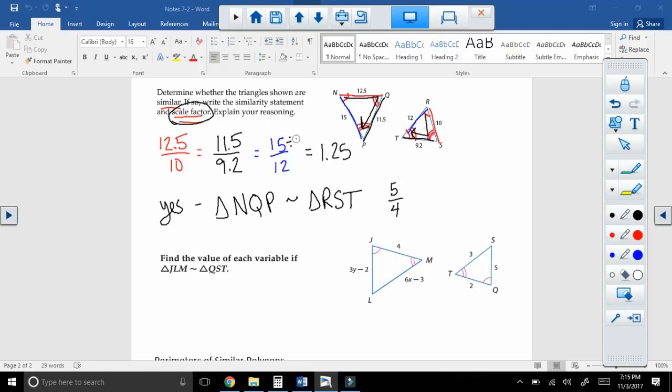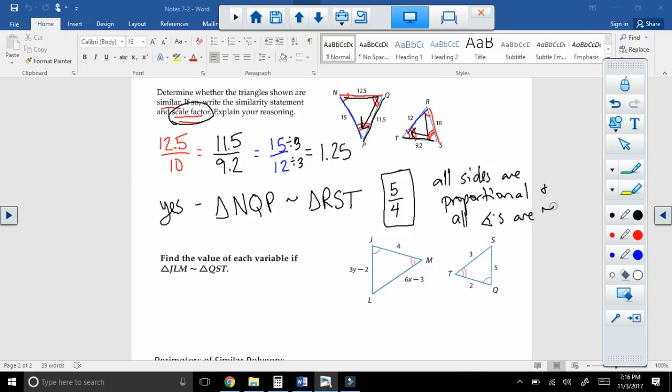You could think about dividing each of those by 3 to get that also. So either way you want that scale factor. And then your reasoning could just be that all the sides are proportional and all the angles are congruent.